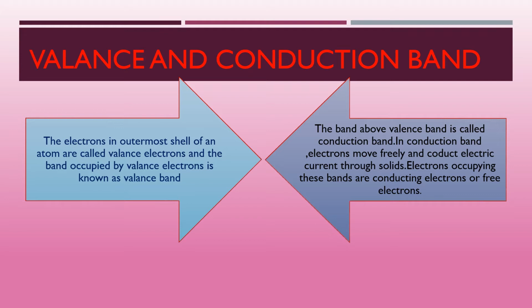The band which is above this valence band is known as the conduction band, and in this band the electrons move freely and they can conduct electric current through the solids. That is why the electrons which are residing in this conduction band are known as the free electrons or conductive electrons. Any electron which is leaving the valence band is accommodated by the conduction band. So the conduction band can be either empty or partially filled with the electrons, but it cannot be fully occupied.